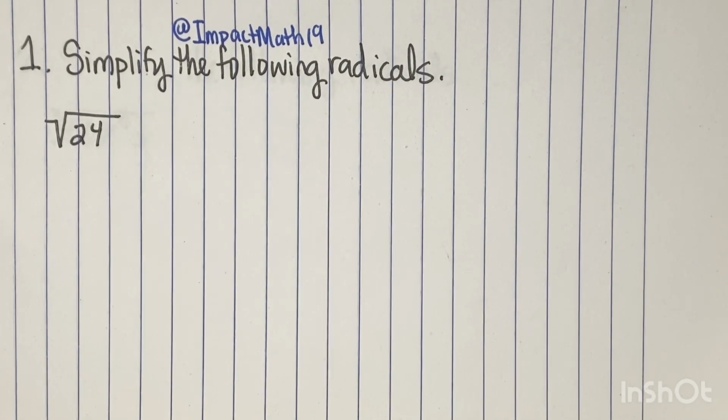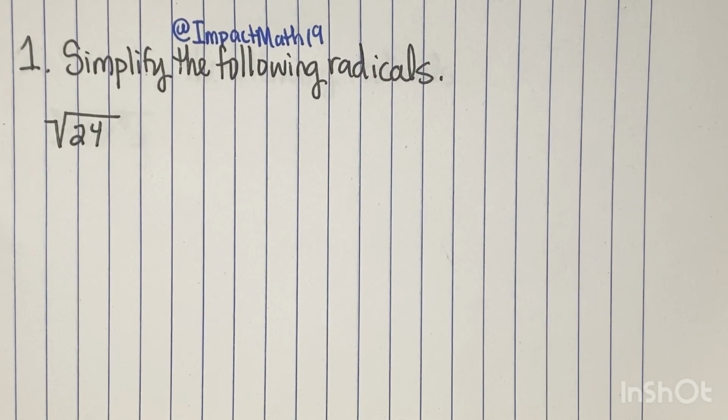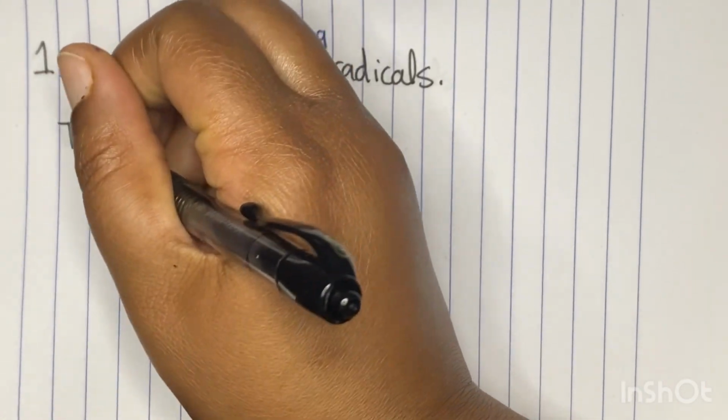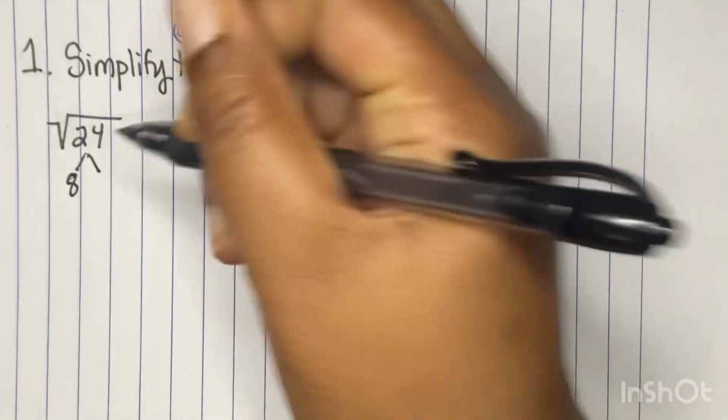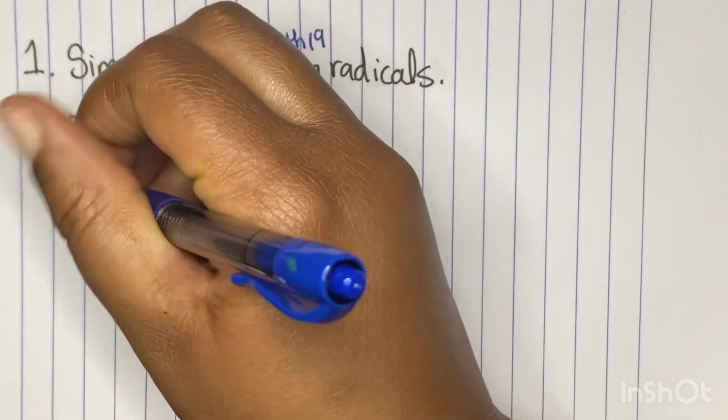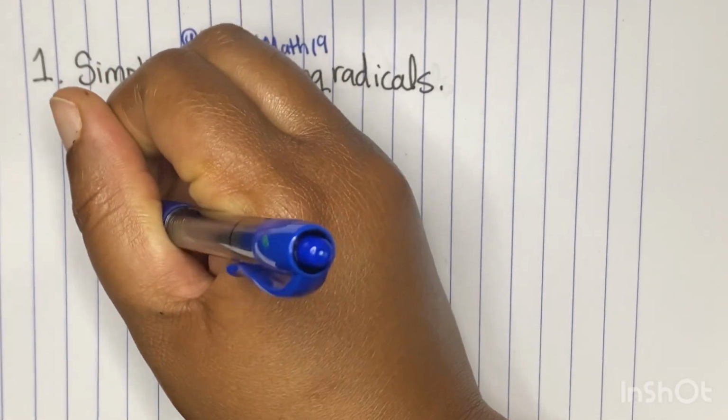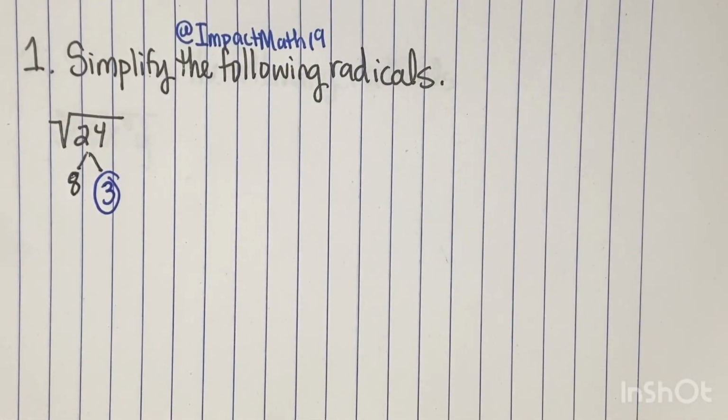Alrighty, we have simplifying the following radicals. So we have the square root of 24. What we're going to do is ask ourselves what times what gives us 24. So we're going to start with 8 times 3. I'm circling that 3 because that's a prime.